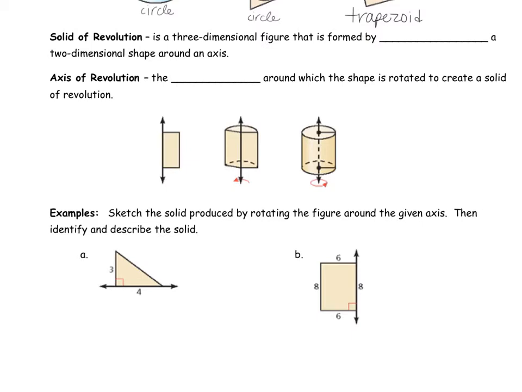So this is formed by rotating a two-dimensional figure around an axis. The axis of revolution is the line around which the shape is rotated to create a solid. So if you take a rectangle, for instance, and you turn it around an axis, it'll give you a cylinder because you're tracing that all the way around. We're going to do two examples, and I'm going to show you a video that will help actually see it.